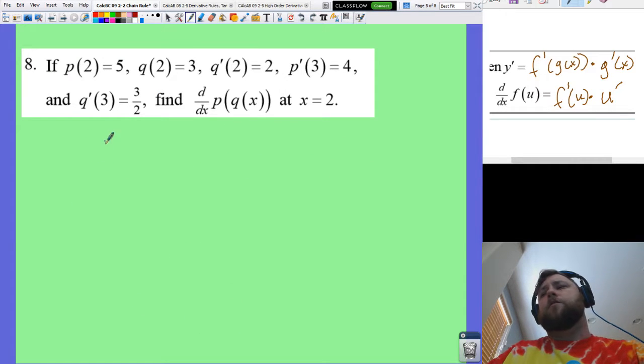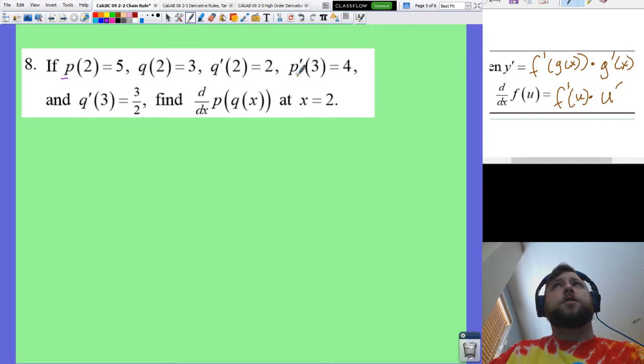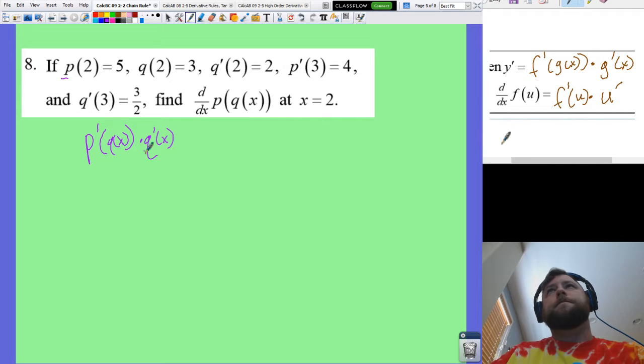This is kind of interesting. This is more conceptual. So we have functions p and q, and p of 2 is 5, q of 2 is 3, with values given for q prime of 2, p prime of 2, and p prime of 3. Okay. Find the derivative of p of q of x at x equals 2. This is awesome. This is like understanding the formula for chain rule. The derivative of p of q of x is going to be p prime of q of x, the derivative of the outside, times q prime of x. And we're trying to find that at x equals 2.